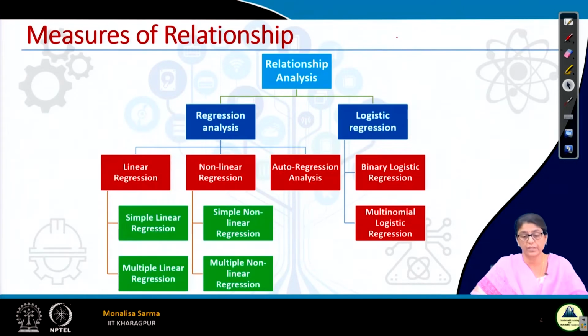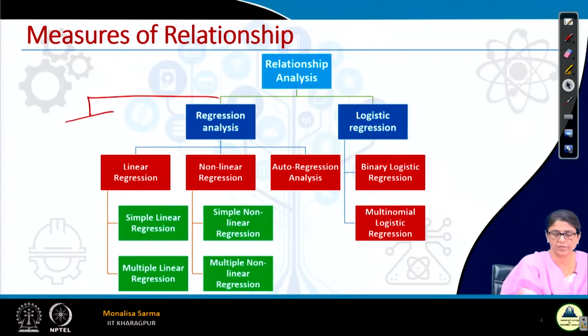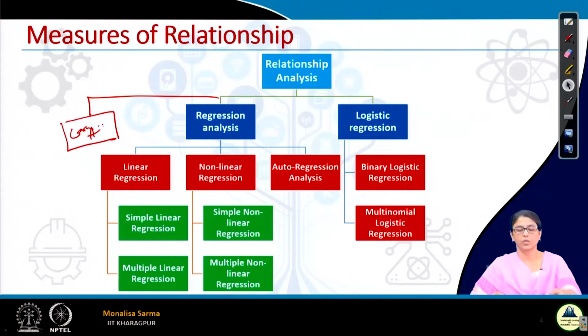So, now coming to regression analysis. As I have already mentioned in my last class, relation analysis has basically two categories: one is correlation analysis and another is regression analysis. So, here I can put one more thing: correlation analysis, regression analysis and logistic regression. Correlation analysis we have discussed, so I am just leaving that for the time being.